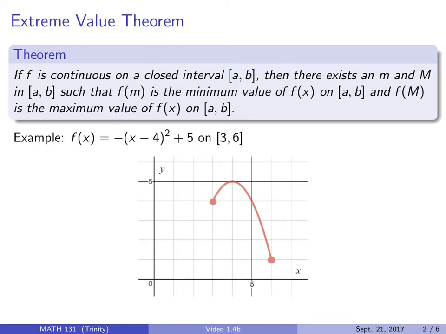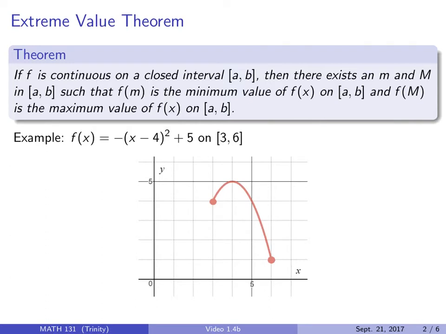It states that if f is continuous on a closed interval from a to b, I can find x values of little m and big M in that same interval such that f of little m is the minimum value of the function f of x on the interval from a to b, and f of capital M is the maximum value of your function on this interval.